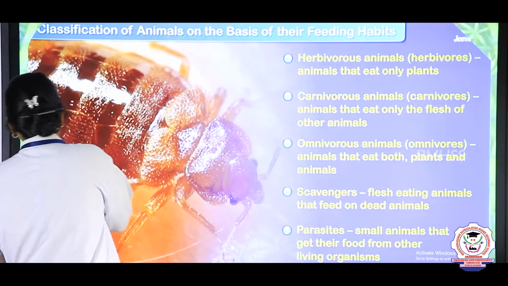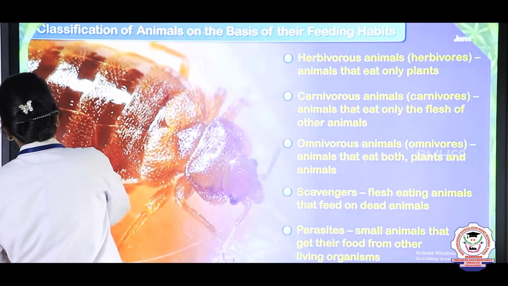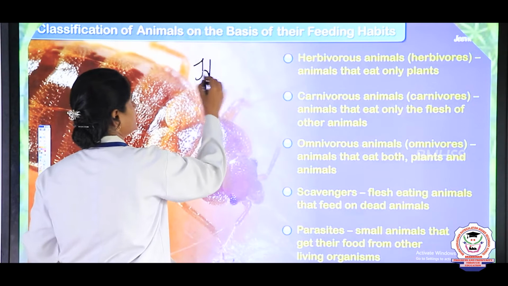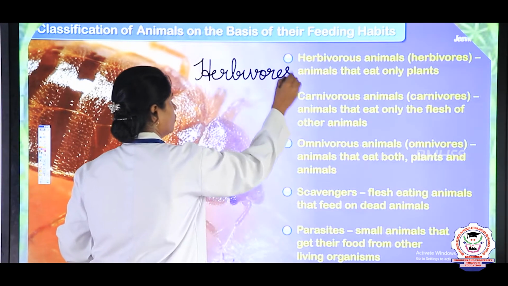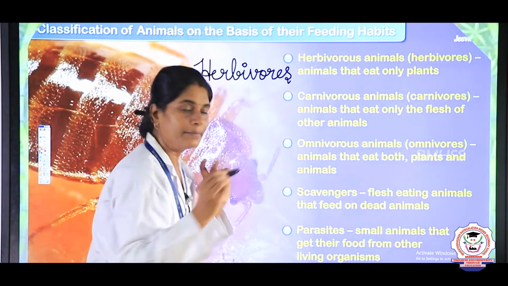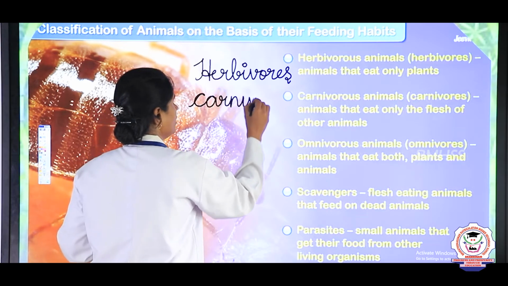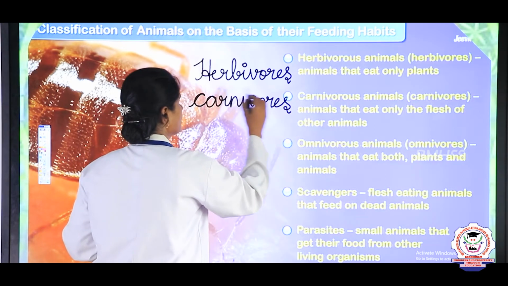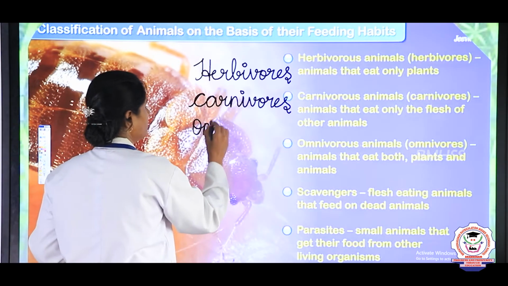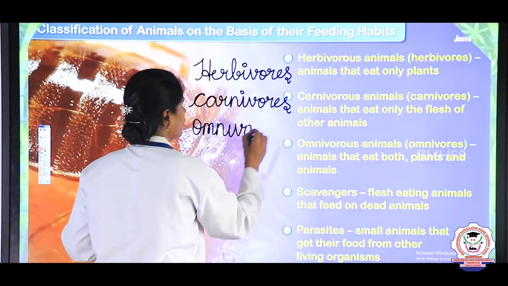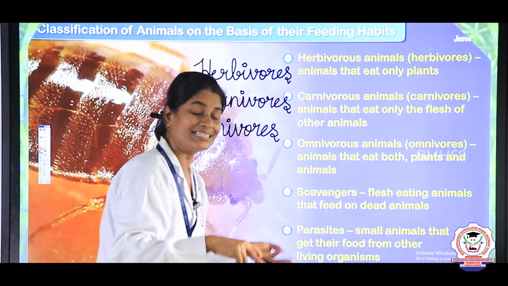So now let's write. Herbivores: they eat only plant products. Carnivores: they eat only flesh. And omnivores: they eat both plants as well as flesh.